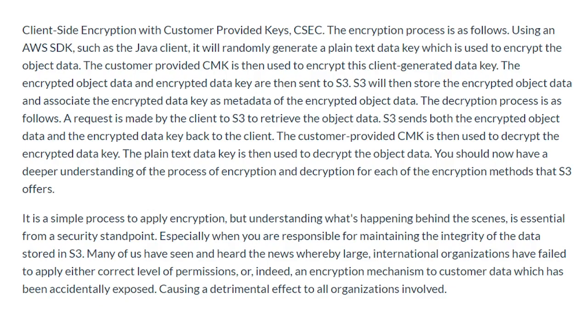Okay. So the decryption process is as follows. The request is made by the client to S3 to retrieve the object data. S3 sends both the encrypted object and the encrypted data key back to the client. The customer provided CMK is then used to decrypt the encrypted data key. The plain text data key is then used to decrypt the object data.